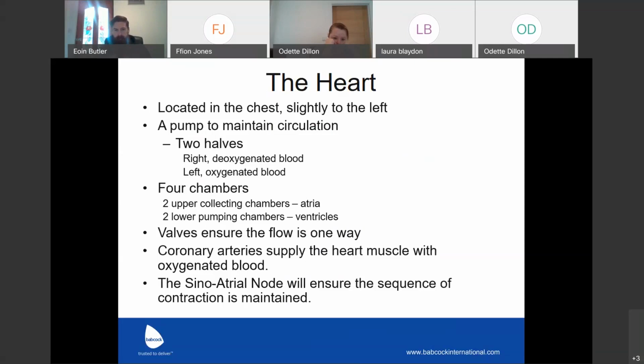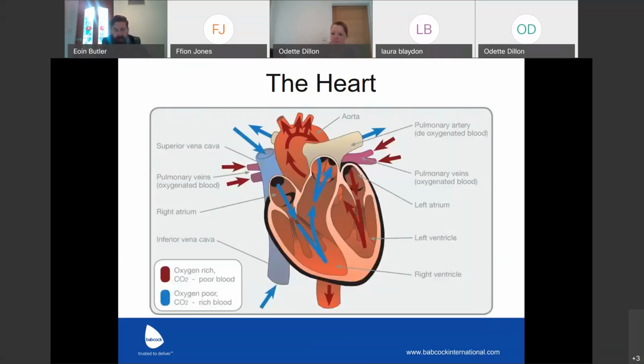This is the diagram of the heart itself. What we're looking at here is the flow of blood through the heart. So if we start on the right side of the heart, now the right side of the heart, as you look at it, will be the left.